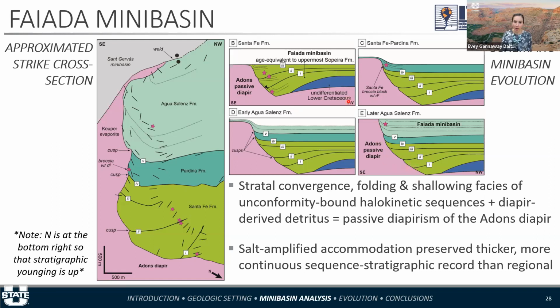And so we would have had local subsidence, increased accommodation as the salt evacuated into our rising passive Adons diapir. And although I'm not going to go into the sequence stratigraphic perspective in detail, what's really cool about this, I think, is that we believe this amplified accommodation actually allows us to preserve a more continuous sequence stratigraphic record than we get in the more regional sections, which is a cool little added bonus, I guess.